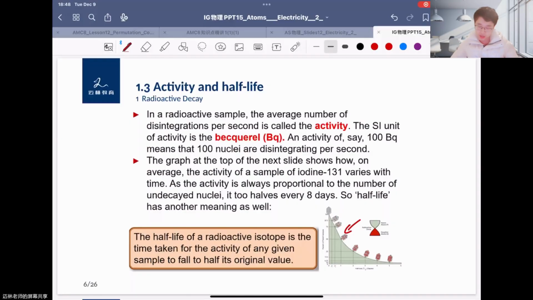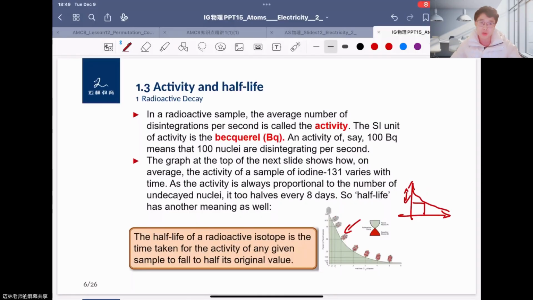So it's just like the graph you learn in IGCSE mathematics, y equals 1 over x, right? I think it's not very difficult for you. But remember that here the x-axis starts from an initial time, and after one half-life, the value just becomes a half.